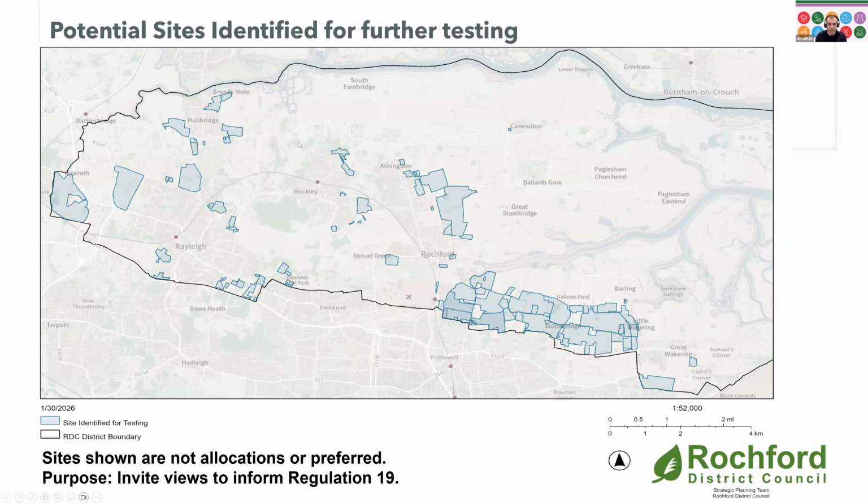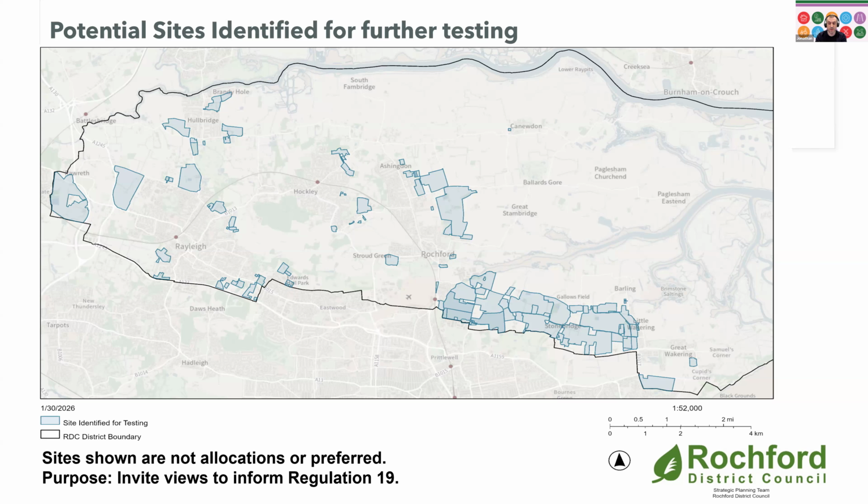Just to give you a sort of visual cue, and we'll come on to the interactive map and we can show you that, this just gives you a visual cue of the areas where sites have been identified for further testing. Again, being clear to emphasise they are not identified as allocations at this point in time. But that does show you the broad areas where the sites are currently shown. And this is very much following a process of assessment.